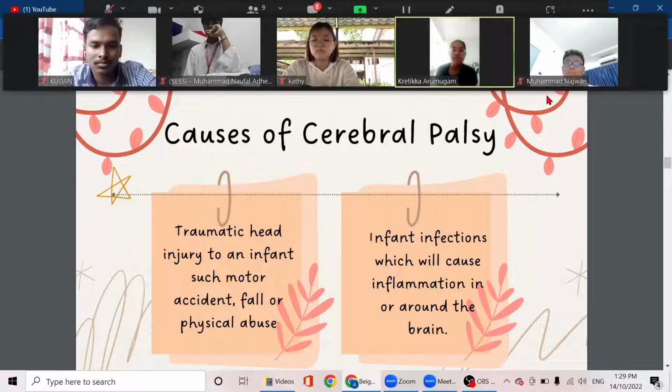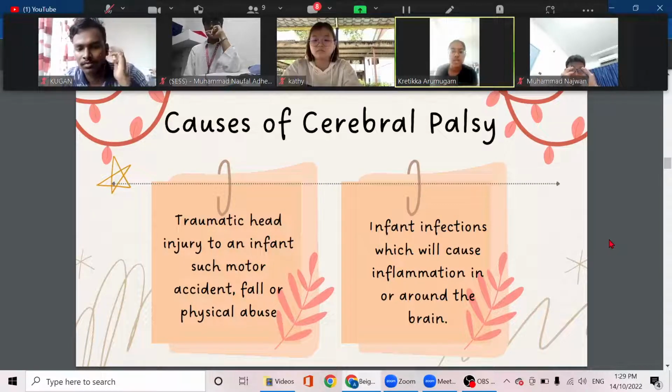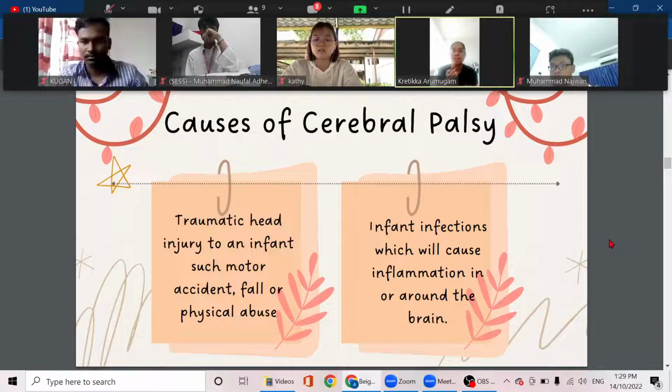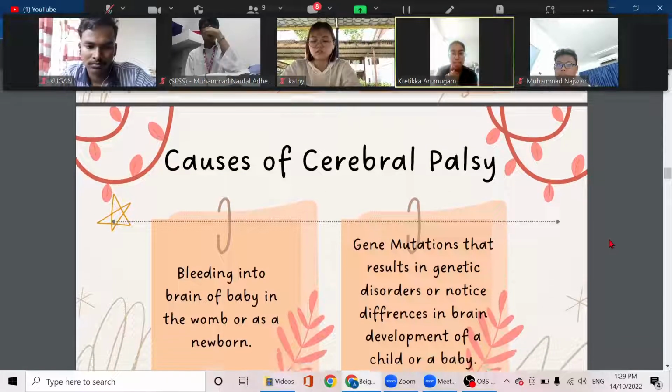The second one is infant infection, which will cause inflammation in or around the brain. This is basically because when there is any virus attack, or normally when an infant is getting a fever in their childhood, maybe the virus overly attacks and it will cause infection in the brain, basically all over the body, but mainly it will affect our brain. So this can cause cerebral palsy as well. On to the other causes.